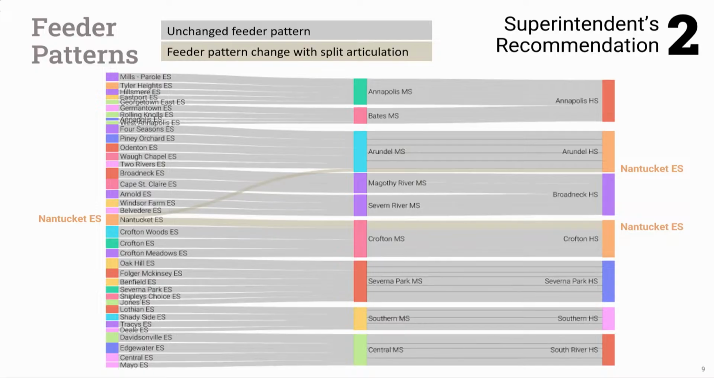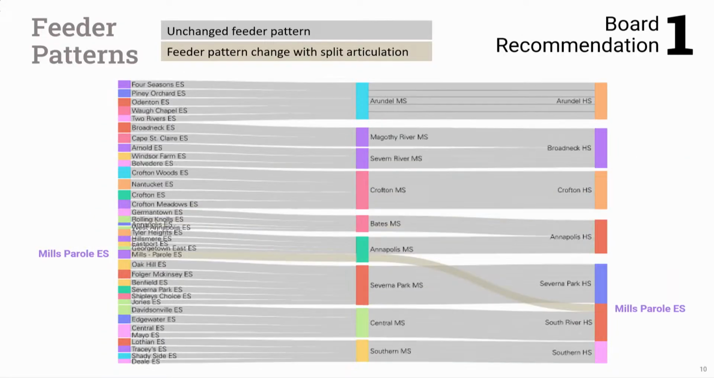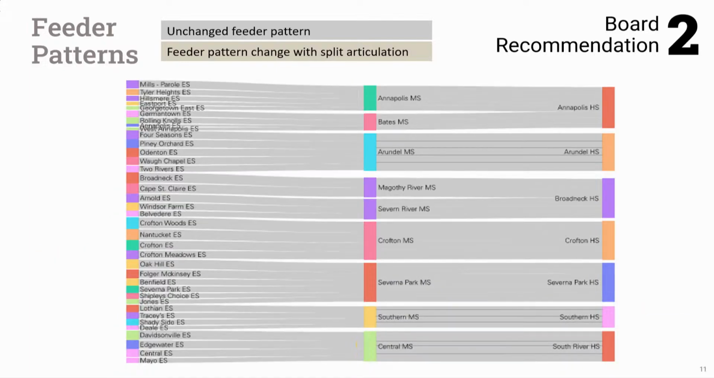In SR2, only 1 feeder pattern change is introduced, and it is a split articulation. A portion of the high school students living in the Nantucket Elementary School zone are rezoned to Arundel Middle School and Arundel High School. In BR1, only 1 feeder pattern change is introduced. High school students living in the Mills Parole Elementary School zone are reassigned to South River High School. In BR2, no feeder pattern changes or split articulations are introduced.